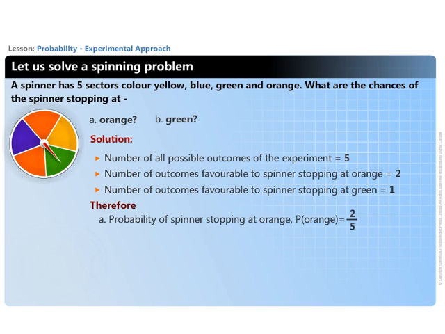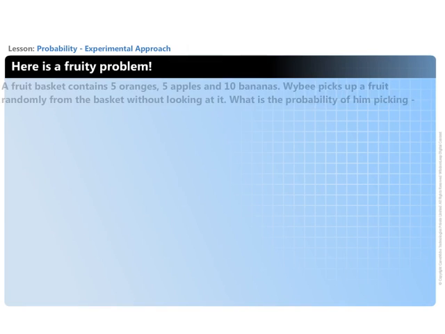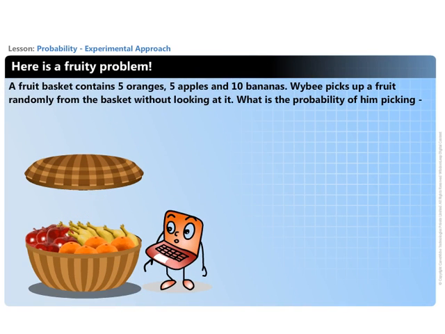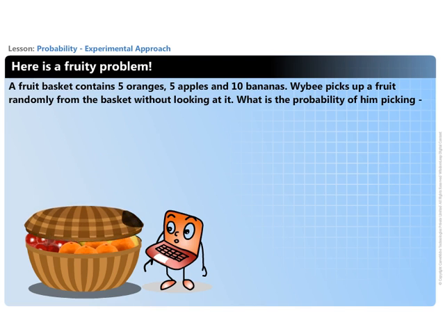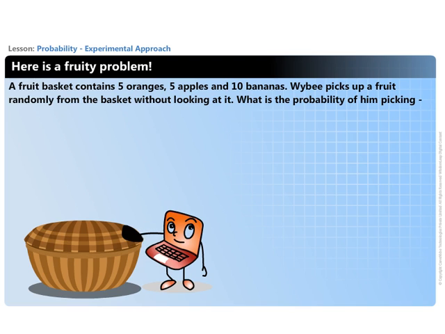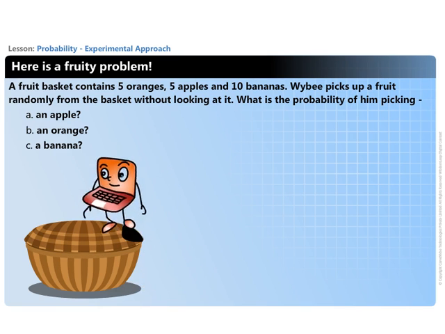What is probability of an event? Probability of an event, P(E), is the ratio of number of outcomes favorable to an event to the number of all possible outcomes of the experiment. Here, the number of all possible outcomes of the experiment is equal to 20. Substituting the known values and simplifying, we get probability of picking up an apple, P(apple), is equal to 5 by 20, that is equal to 1 by 4. Probability of picking an orange is 5 by 20, which is equal to 1 by 4 again. And the probability of picking a banana is equal to 10 by 20, that is equal to half. Therefore, probability of picking an apple is 1 by 4, probability of picking up an orange is 1 by 4, and the probability of picking up a banana is 1 by 2.